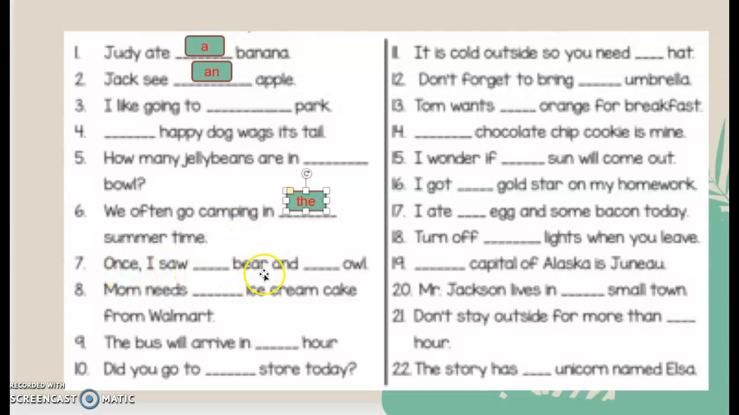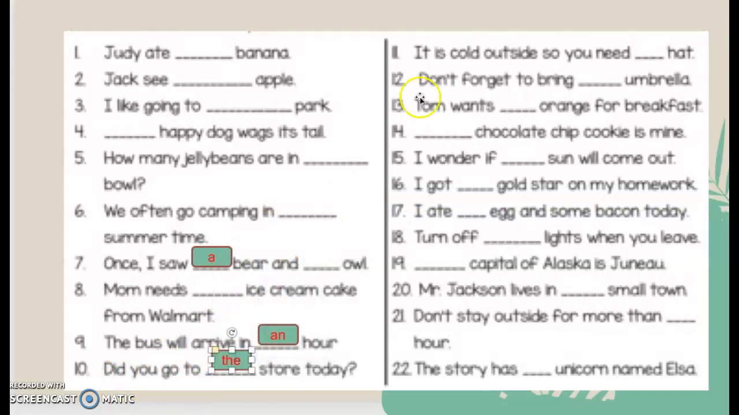Once I saw a bear and an owl. Mom needs an ice cream cake from Walmart, because ice cream starts with the letter I. The bus will arrive in an hour. Remember hour, we use an hour. Next one: did you go to the store today? It is cold outside, so you need a hat.